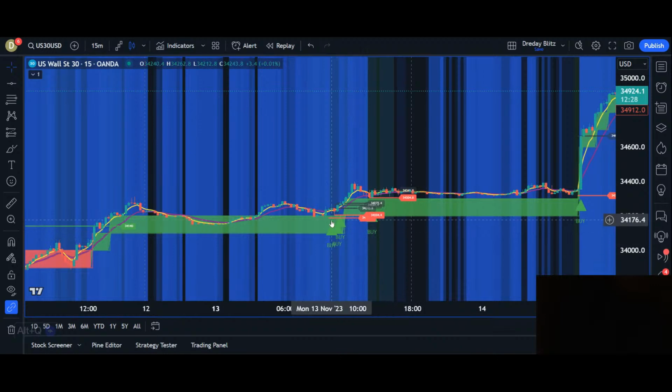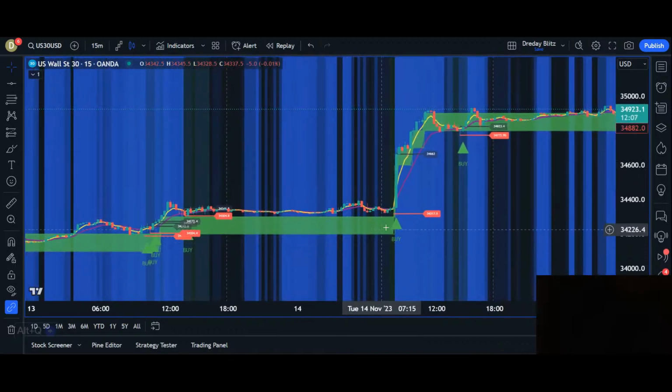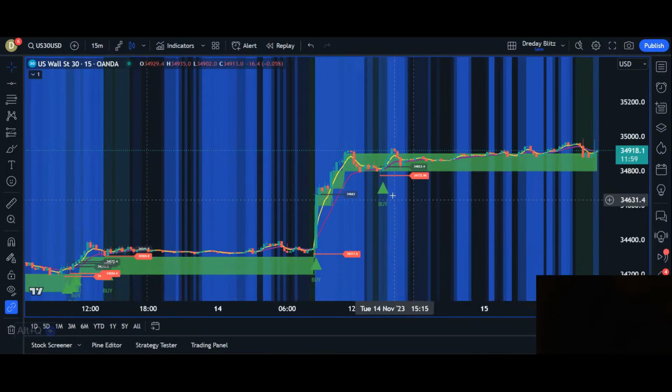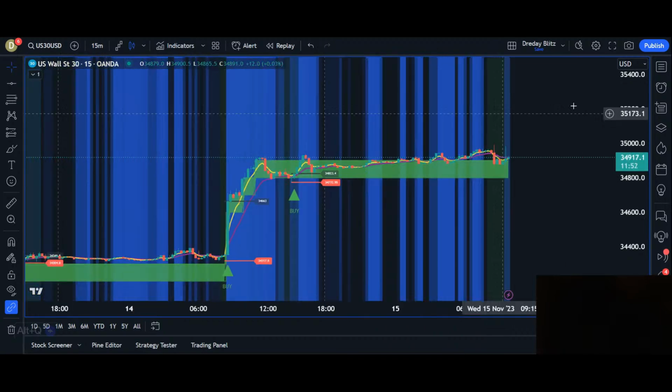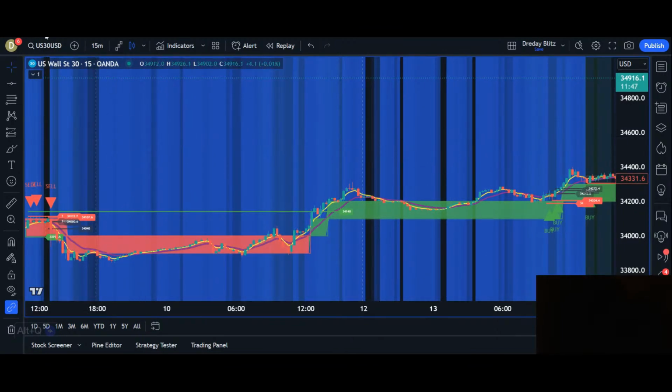So here your buy was right here and right here. The stop loss would be here. For this one, the stop loss will be here on this Renko bar, and the stop loss for this one would be here. Same thing: the stop loss for this buy signal will be here on this Renko, and the stop loss for this one would be here. So overall, you would be in some good trades here.